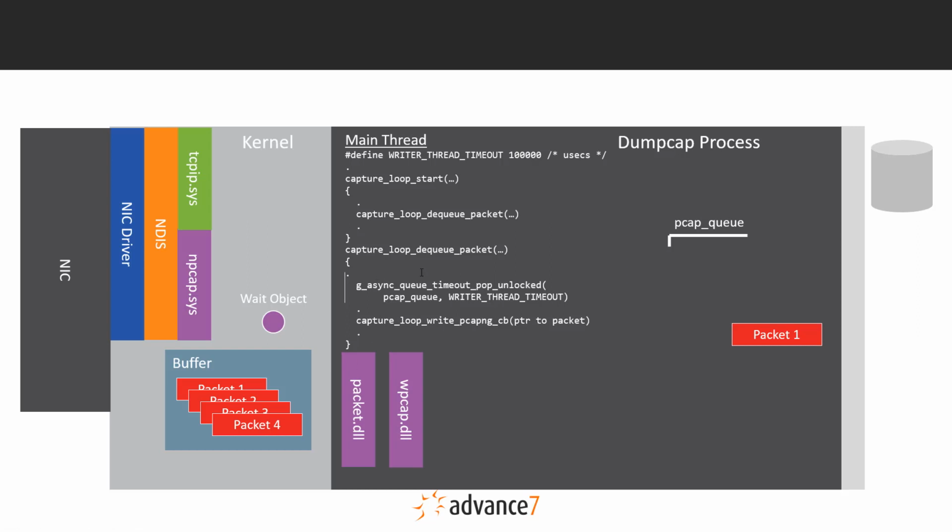Having popped the entry from the queue, we then start to handle the actual packet. So we then call this function called capture loop write pcap ng callback, and we pass a pointer to the actual packet, and that function actually does all the work we need. In fact, it calls a couple of other functions, but it actually builds the packet and wraps it in the headers needed for an enhanced packet block, which is the pcap.ng format block for a packet, and then it writes that out to disk.